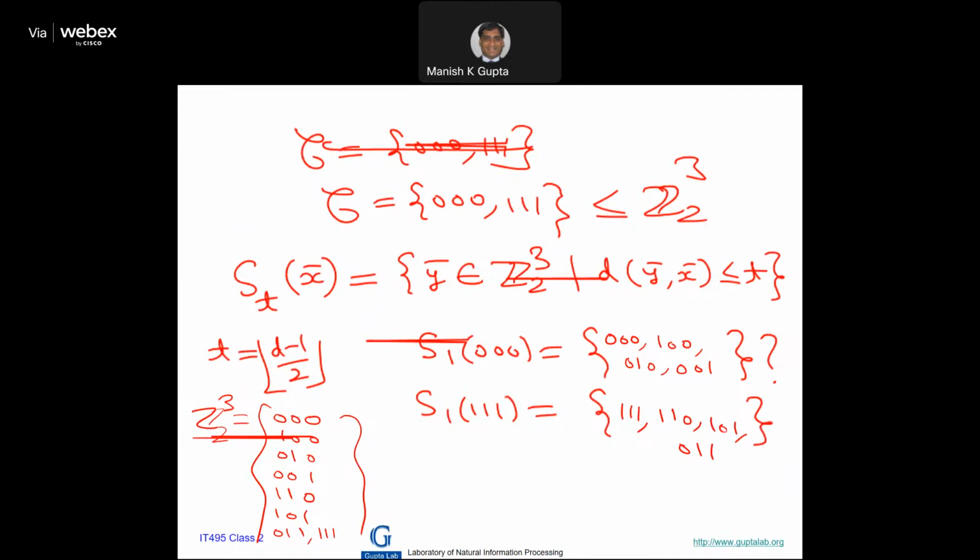So no matter what vector you send, if an error happens, suppose t errors happen, t bits are flipped, it will be in the sphere centered at the actual vector, which is distance t apart from it. So somewhere in that sphere it will be. You can actually do that, okay?